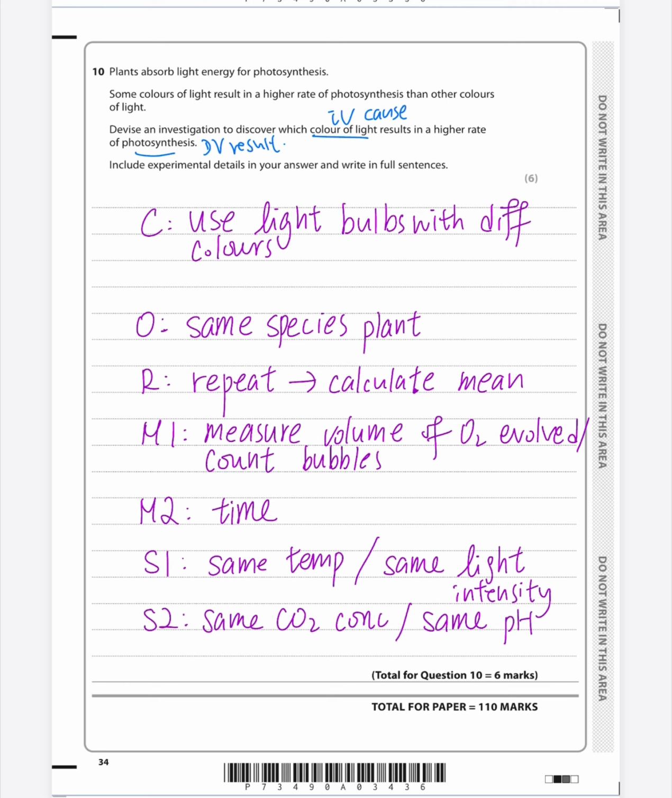But one thing you need to be reminded of is that you need to write in full sentences. So you cannot just follow me in point form. Try to make it in full sentences and include all the points here, okay?